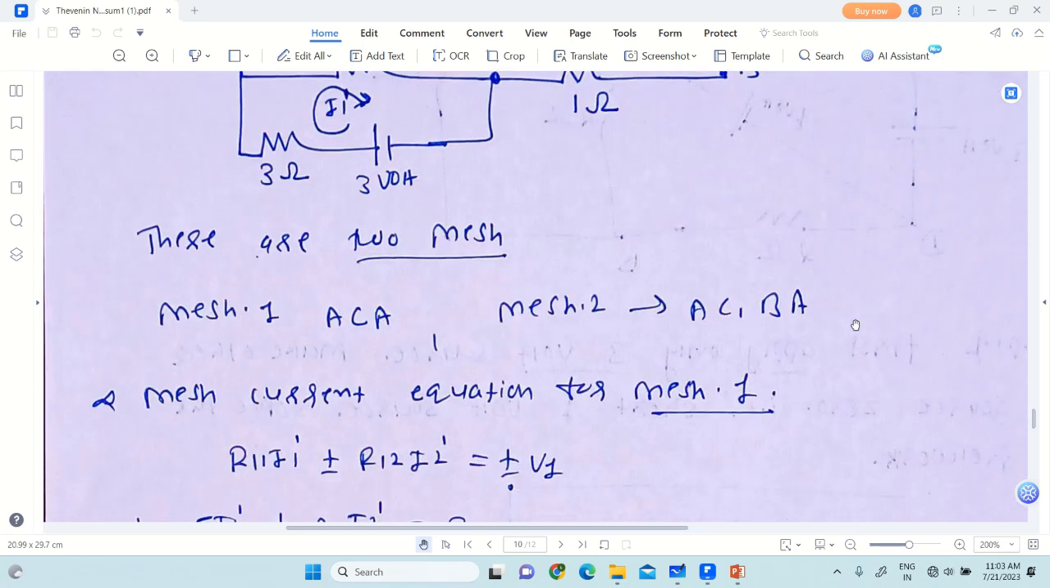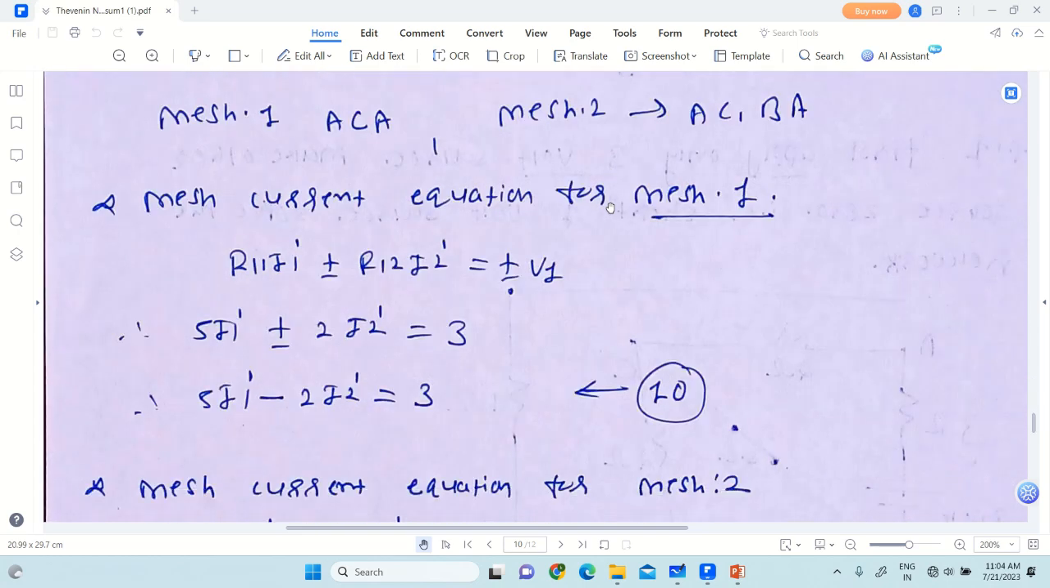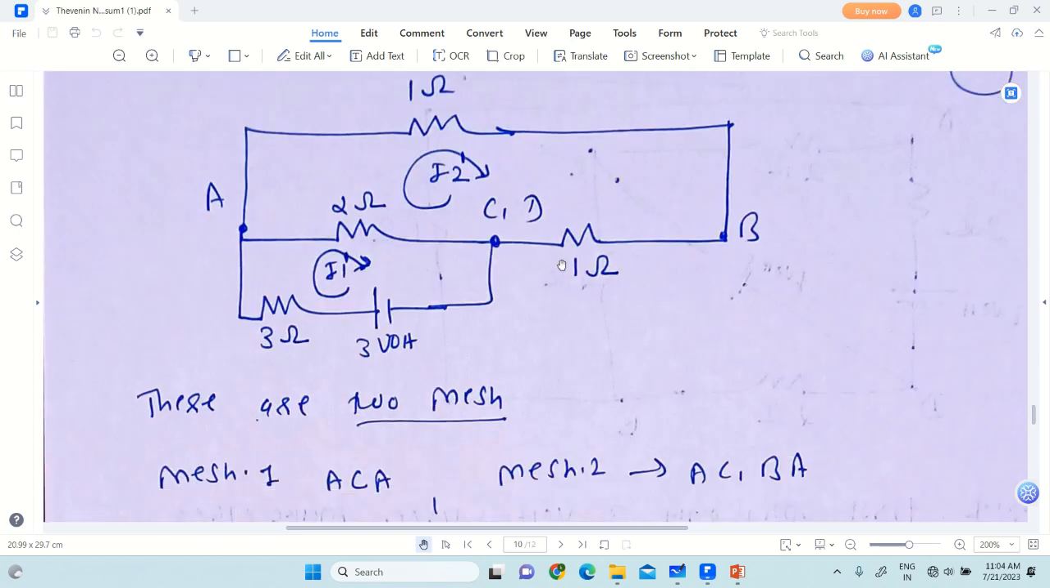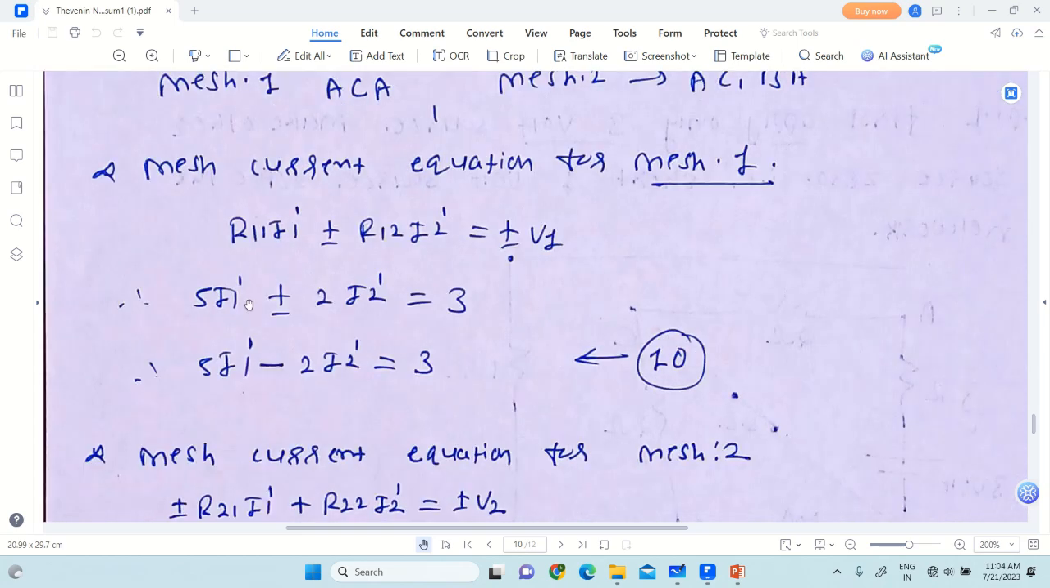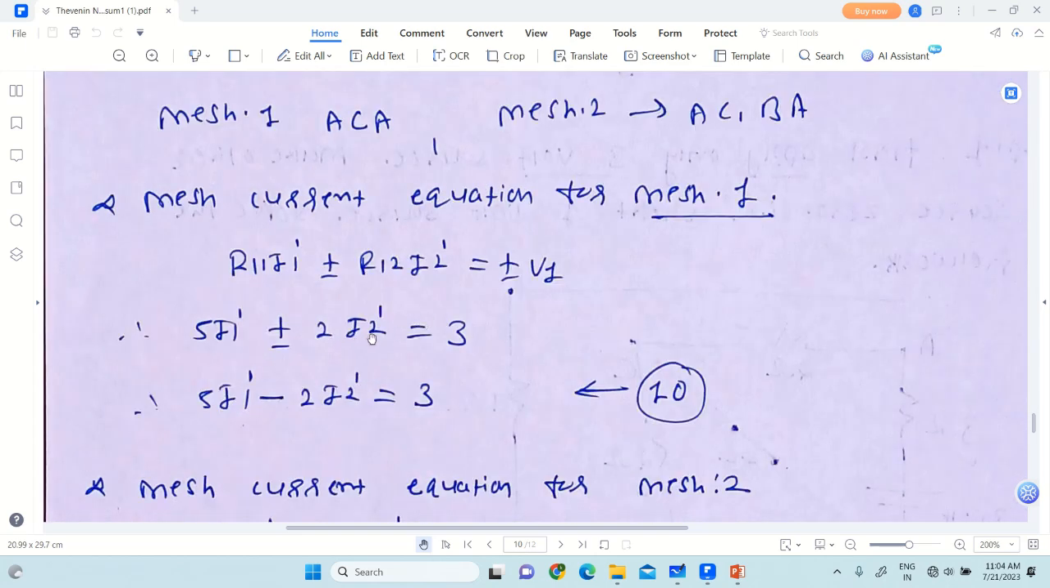So write down the mesh current equation for the first mesh, right? I say that the current in the first mesh is I1 dash and the current in the second mesh is I2 dash. So the generalized equation is R11 I1 dash plus or minus R12 I2 dash is equal to plus or minus V1. R11 is the sum of the resistances in the first mesh, so it is 3 plus 2, it is 5 I1 dash, plus or minus R12, the sum of the resistances common to the first mesh and second mesh, and it is 2 ohm. So it is 2 I2 dash.